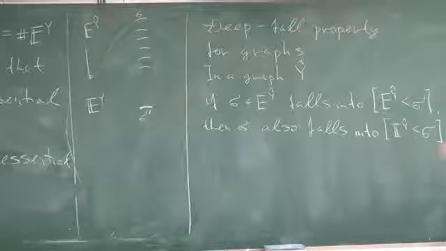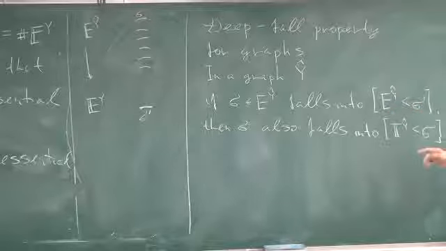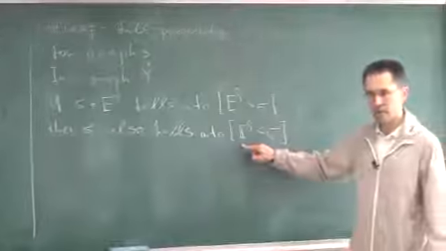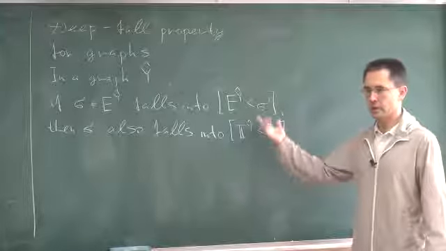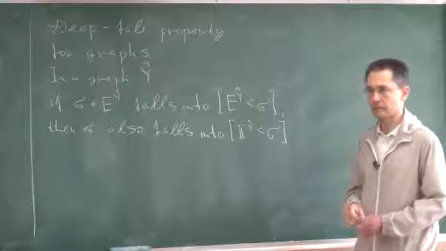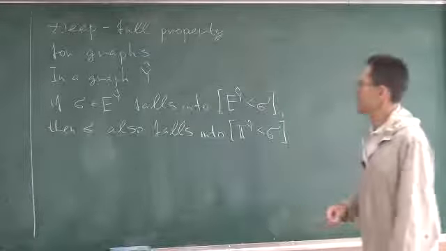Equivalently, if sigma has a vein consisting of smaller edges, then sigma also must have a vein consisting of edges which are order inessential and smaller than sigma. So it's a stronger condition, right? This is a weaker condition, this is a stronger condition. How do you prove this?